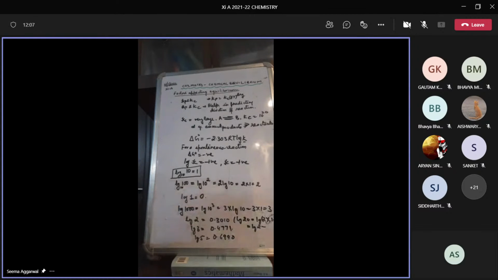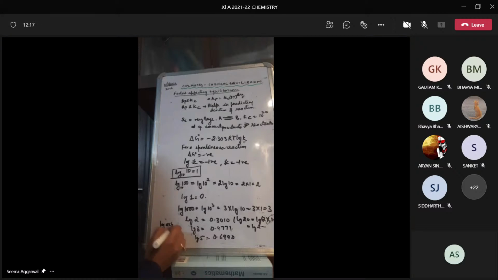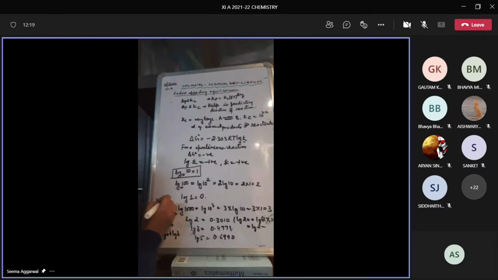Okay, log 20 means log of 2 into 10. The formula is log of a into b is equal to log a plus log b. Similarly, log a to the power n is equal to n log a. So these are certain formulas. So to calculate log 20, it means log of 2 into 10, which is log 2 plus log 10. Log 2 is 0.3010, log 10 is 1. So 1 plus this is 1.3010.